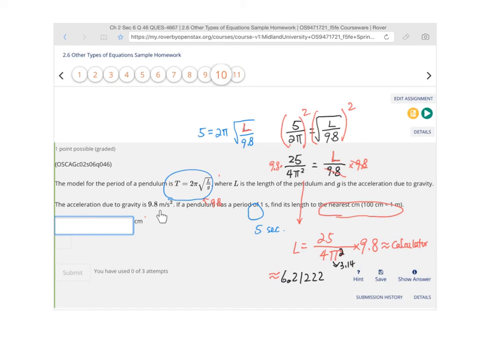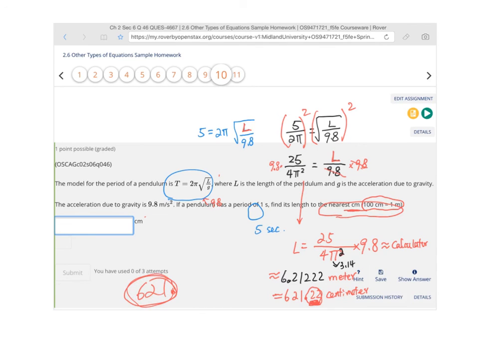So the unit that we are using is meters. Here I'm going to say, hey, this is meters, and the question is asking for centimeters. So 100 centimeters is just 1 meter. In other words, this is about 621.22 centimeters. So mine would be 621 to the nearest centimeter. This is what I would keep, because the 2 is less than 5.